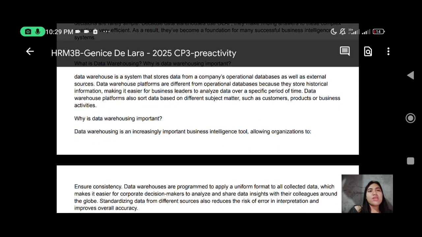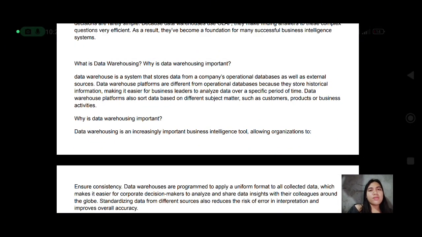What is data warehousing? Why is data warehousing important? Data warehousing is a system that stores data from a company's operational databases as well as external sources. Data warehouse platforms are different from operational databases because they store historical information, making it easier for business leaders to analyze data over a specific period of time. Data warehouse platforms also sort data based on different subject matter, such as customers, products, or business activities.